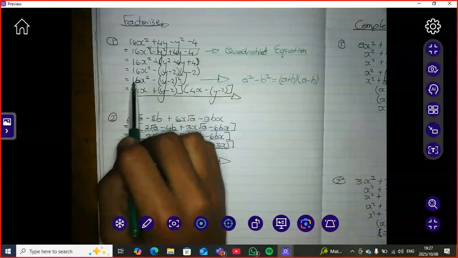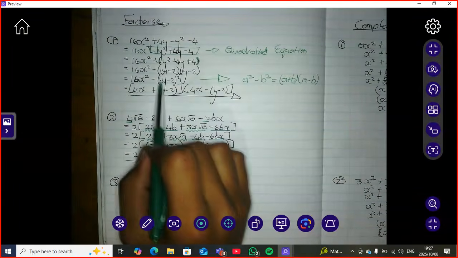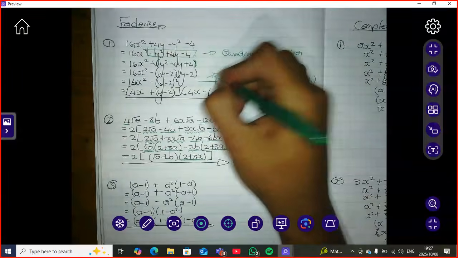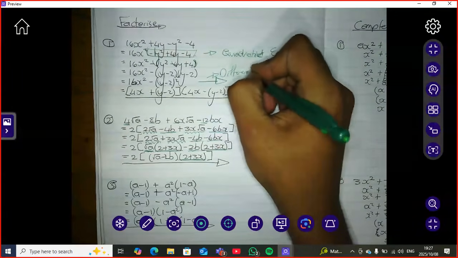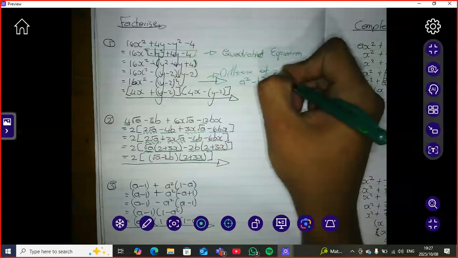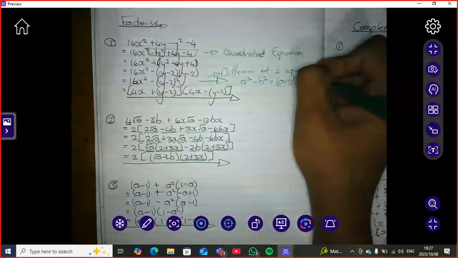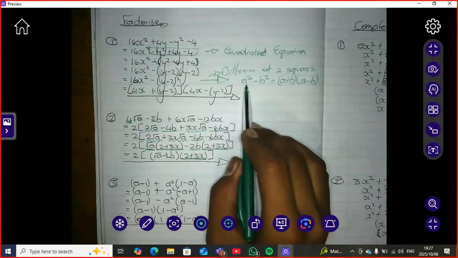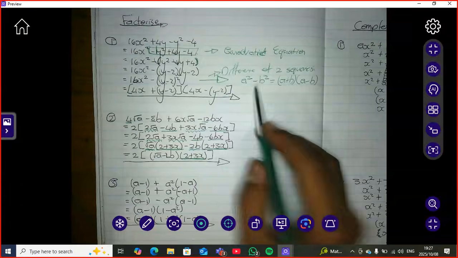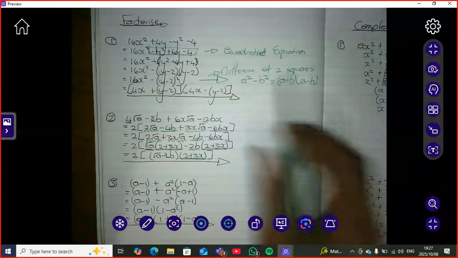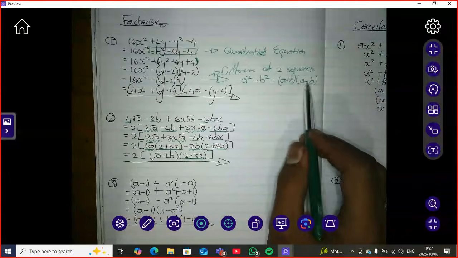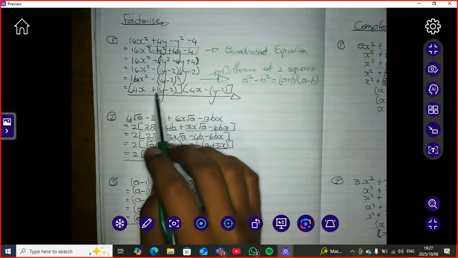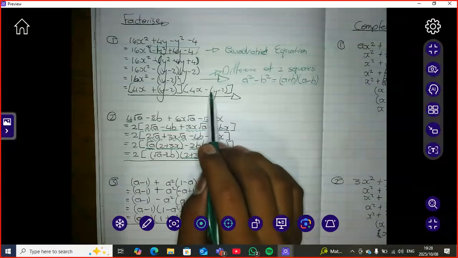Then this, with the 16x squared minus y minus 2 squared, is a difference of two squares. Let me write that. Difference of two squares. This is the exact same thing as saying a squared minus b squared. And a squared minus b squared, when I factorize it, is equal to a plus b and a minus b. The exact same thing over here: 4x plus y minus 2, 4x minus y minus 2.